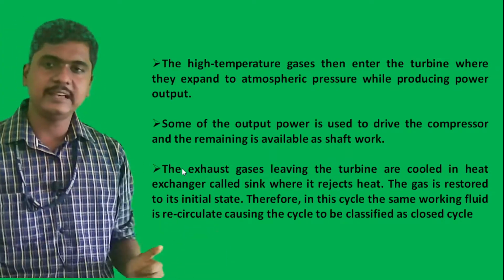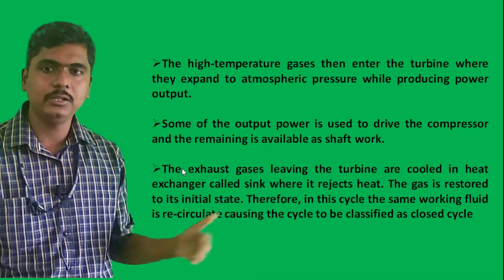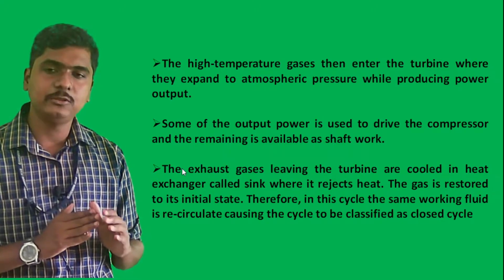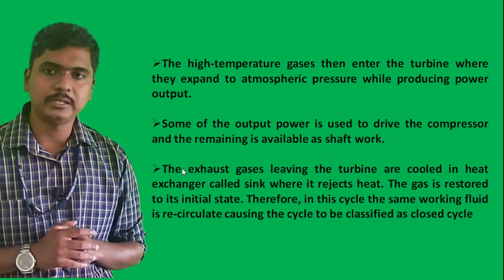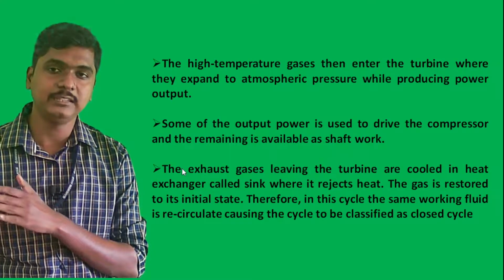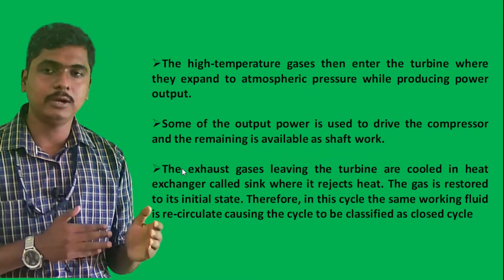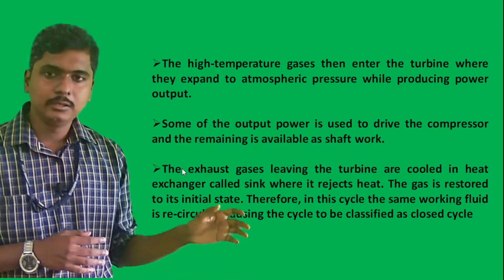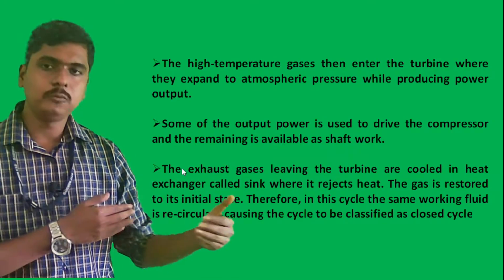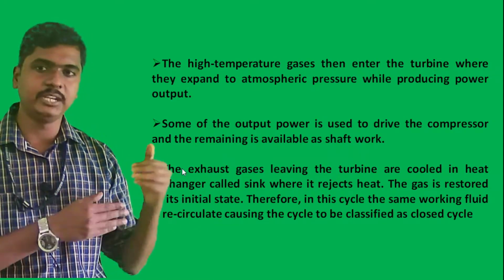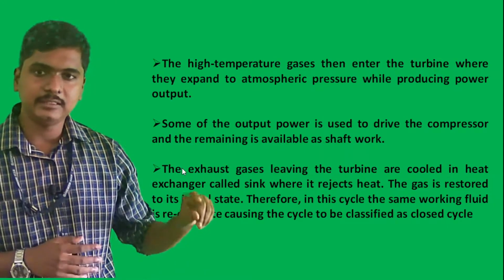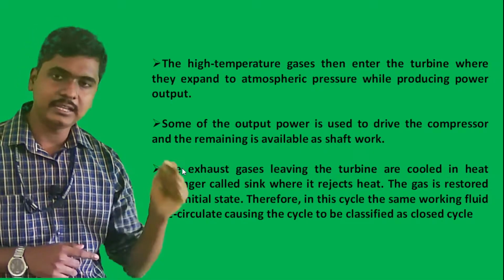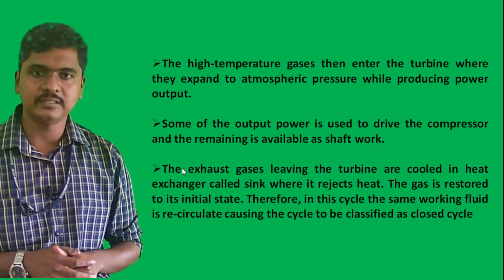Now, whatever exhaust gas is coming out from the turbine will not be directed to the atmosphere as in the case of an open cycle gas turbine. In a closed cycle gas turbine, the exhaust gas coming out from the turbine will be made to flow through a heat exchanger where rejection of heat will take place. Then the gas will be restored to its initial temperature and pressure, and then again it will be recirculated to the compressor.